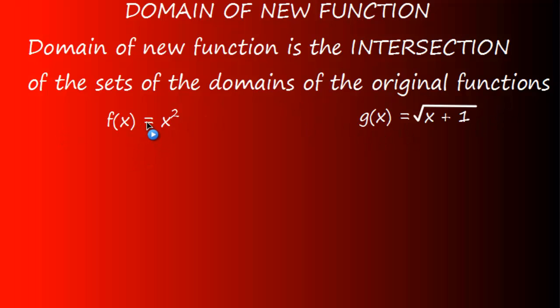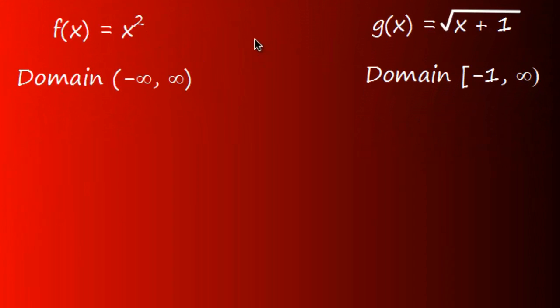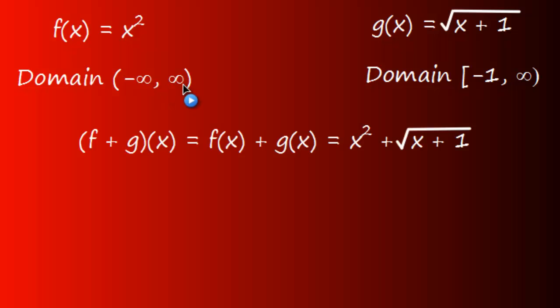So the domain of this one's going to be all real numbers, because there are no denominators and there are no radicands. And the domain of this one is going to be anything greater than or equal to -1. Again, you take this radicand underneath, x plus 1, set it greater than or equal to 0, and solve it.